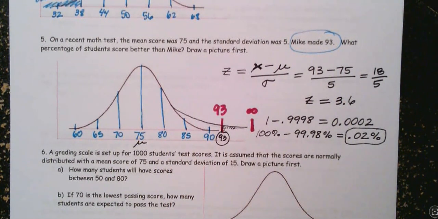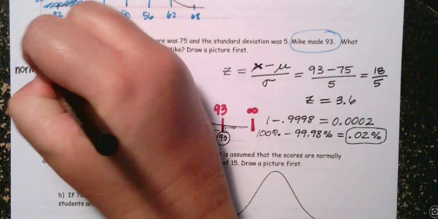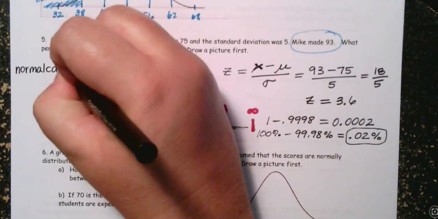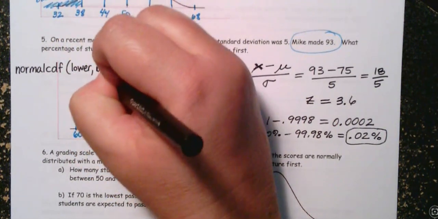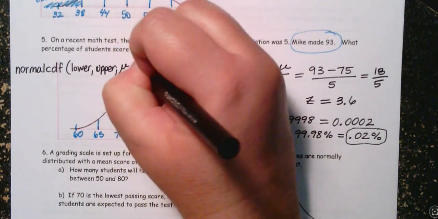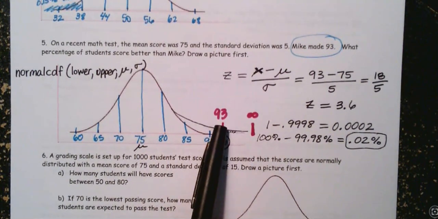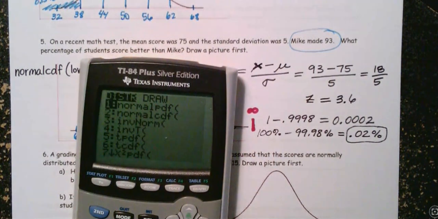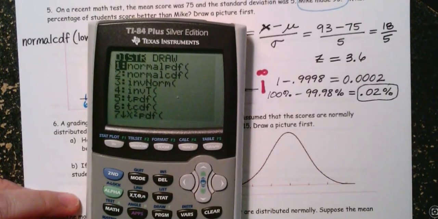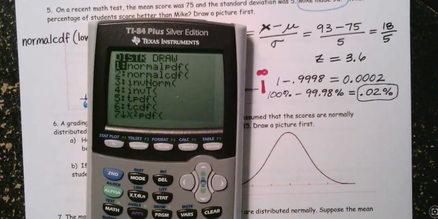Okay, so now let's remember what goes in the calculator. When I go to normal CDF, remember to use CDF, not PDF. I have my lower boundary, which means the left side, my upper boundary, which means the right side, and then mu, and then sigma. All right, so my lower boundary is 93. My upper boundary is just going to be a really big number. So let's go ahead and do that. I did second vars to get here. That's the little DISTR for distribution.